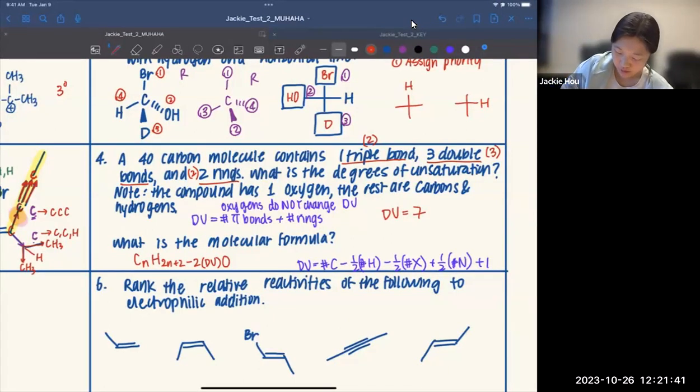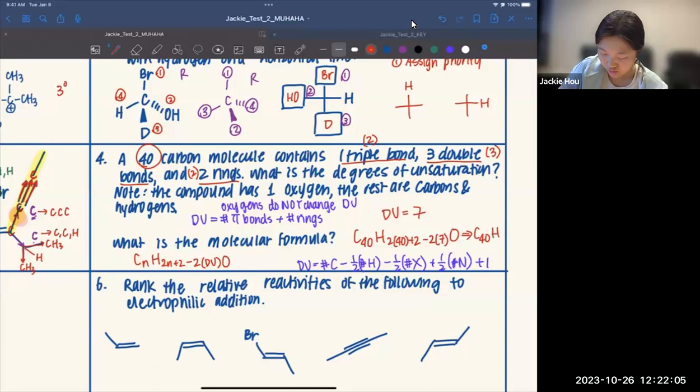All right, so we have 40 carbons. So for this formula, we're going to have 2 times 40 plus 2. And this is if there are no pi bonds or rings, minus 2 times 7. And so this is going to give us C40H, so 82 minus 14, 68. This is going to be your final answer.